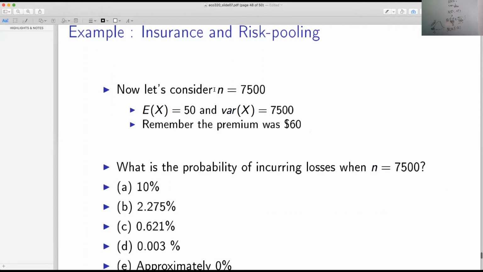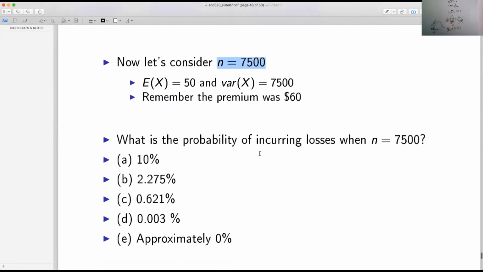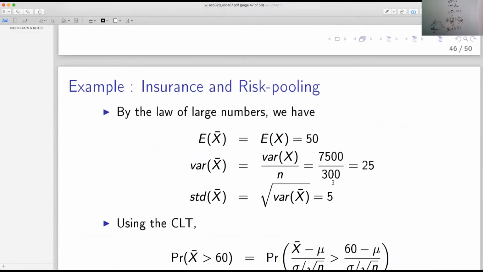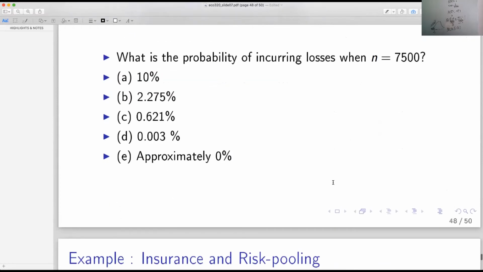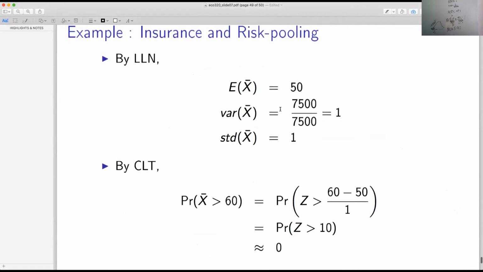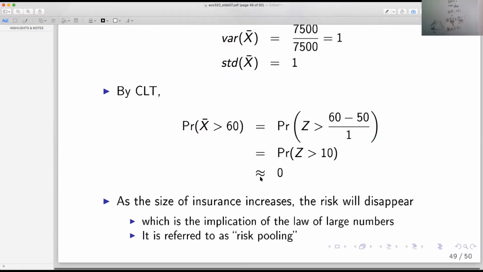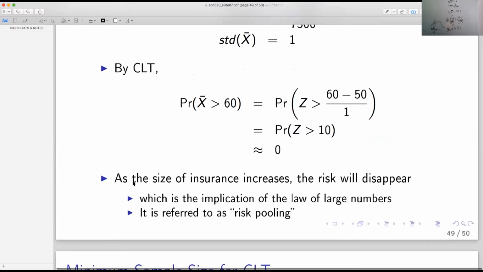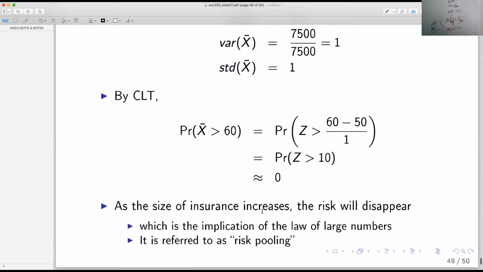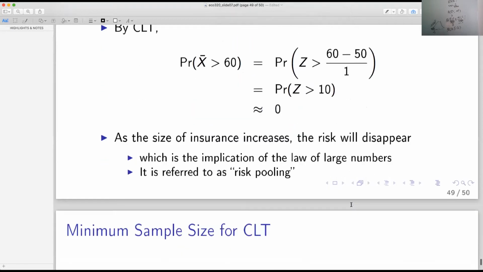Let's consider a sample size equal to 7,500. What is the probability? It's exactly the same question, but the sample size increased from 300 to 7,500. Please try to do that. I will just leave you the answer. So these are the outcomes. Your probability would be close to 0. What this tells you is that as the size of the insurance pool increases, the risk will disappear. That is one of the very important topics in finance, risk pooling. Okay.